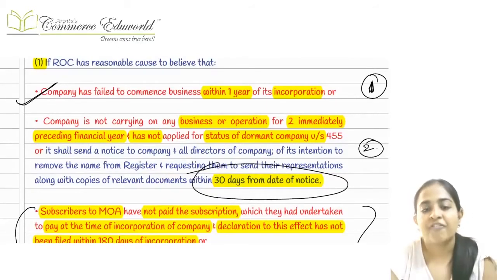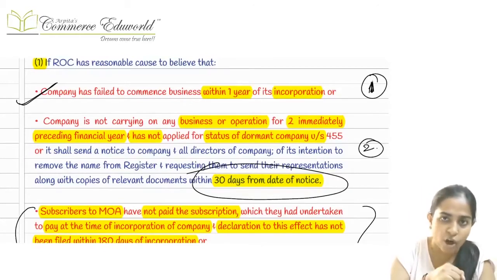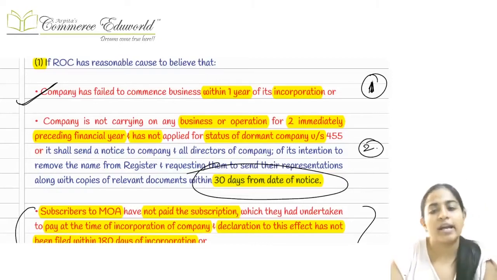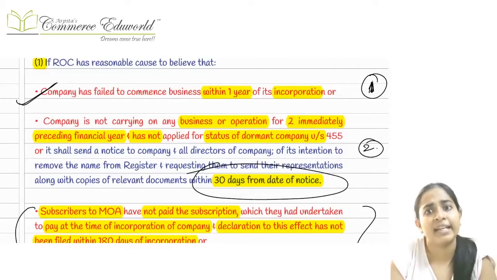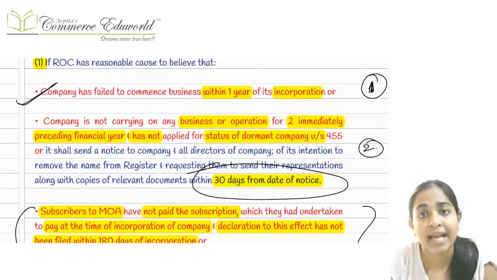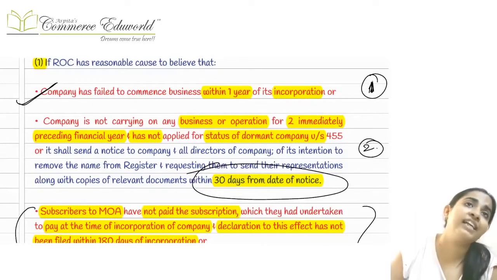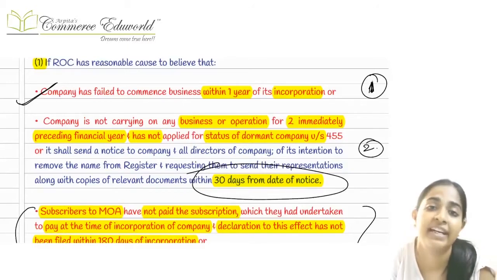First of all, if the company had been incorporated, but for a period of 1 year it did not do any business. Second, if the company was an ongoing company, but all of a sudden it stopped, with no business operations for the last 2 years, and the company did not even obtain the status of a dormant company, then the ROC will give me a show cause notice, and I'll have to reply within a period of 30 days.